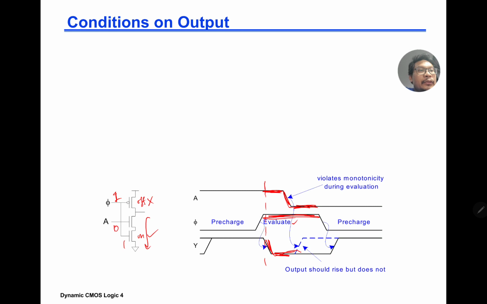Okay, so this is what happens. During evaluation, your output Y is equal to 0. So the key idea here is that in dynamic circuits, you don't have A and Y only. This is your input, here is your output. You also have a clock signal, the phi clock signal, where during pre-charge the output is going to be 1, and then during evaluation we are going to see what is going to be the result of the output.